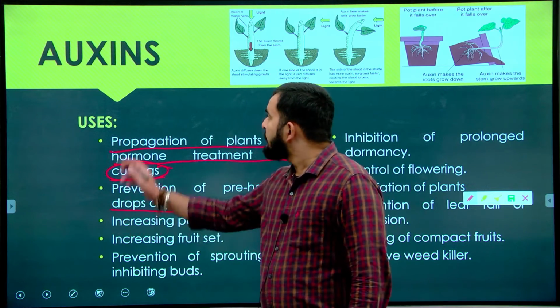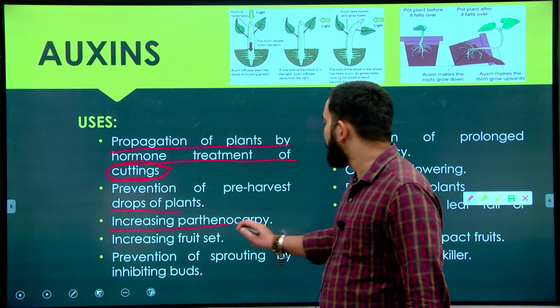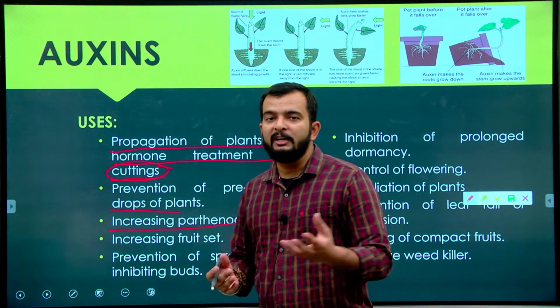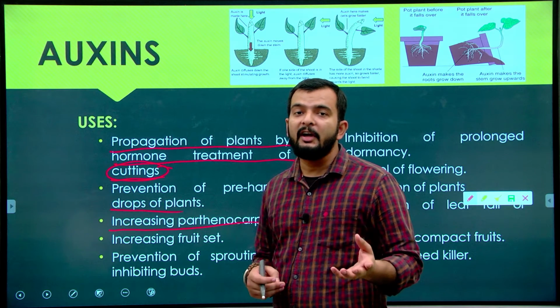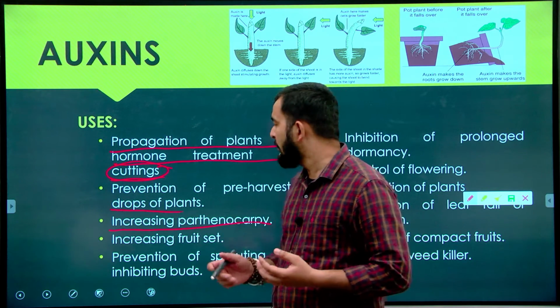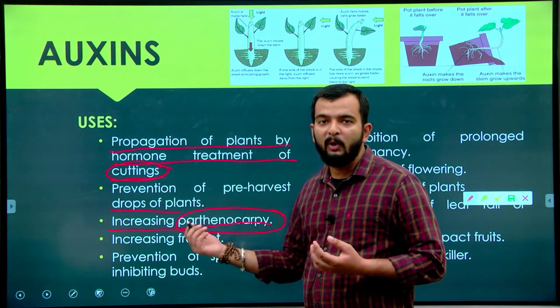Next, auxin helps in increasing parthenocarpy, that is, your fruit development will start before pollination or before fertilization of the ovary of the flower. So that will result in seedless fruits. So parthenocarpy increases development of fruit before pollination.